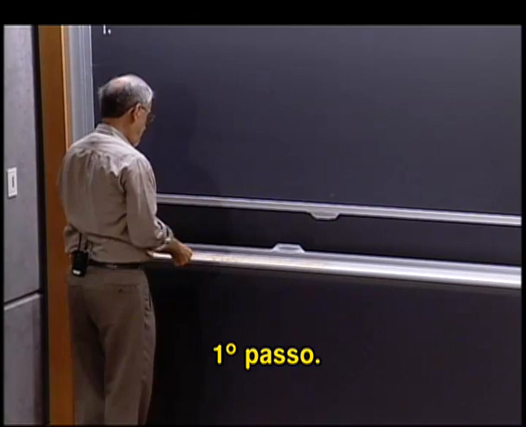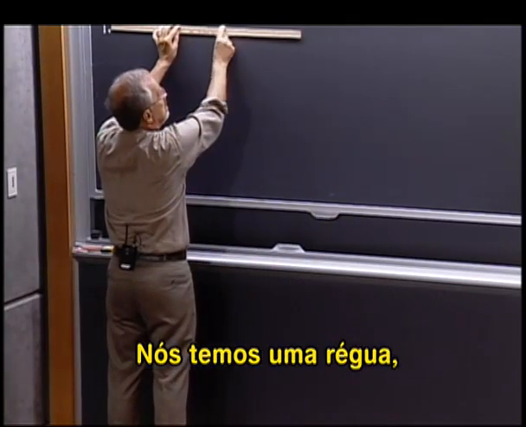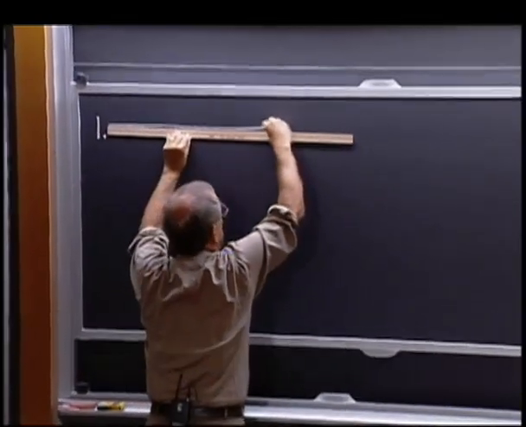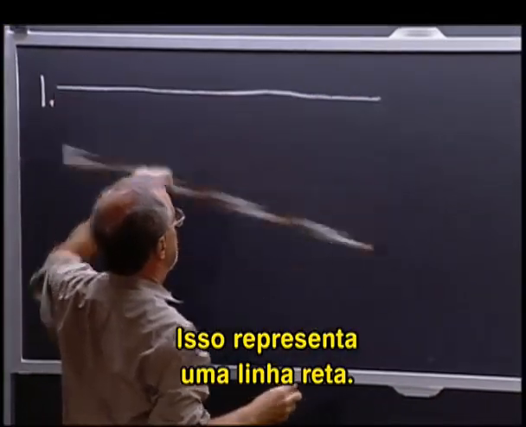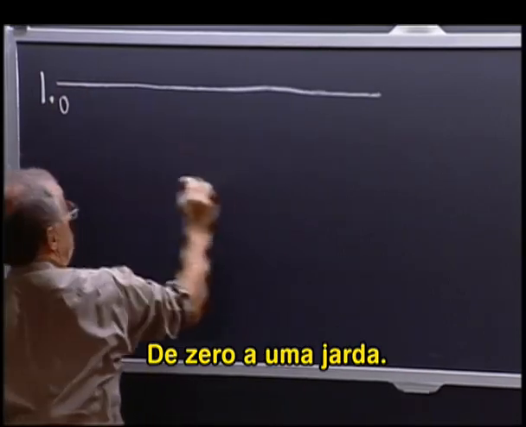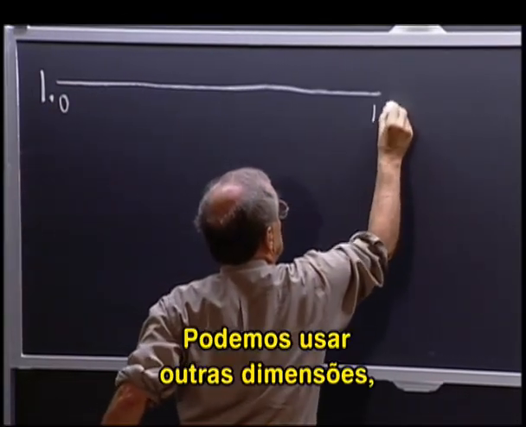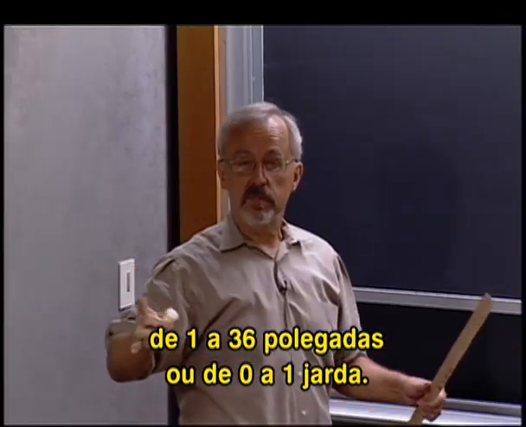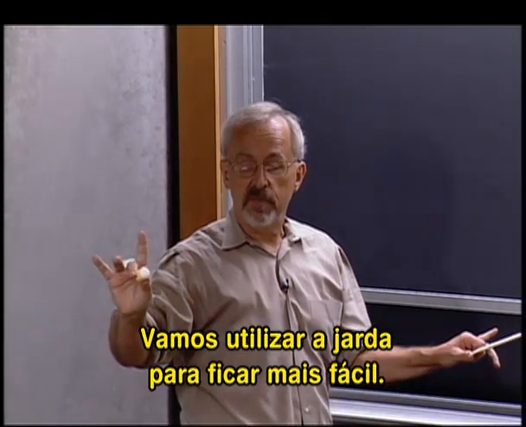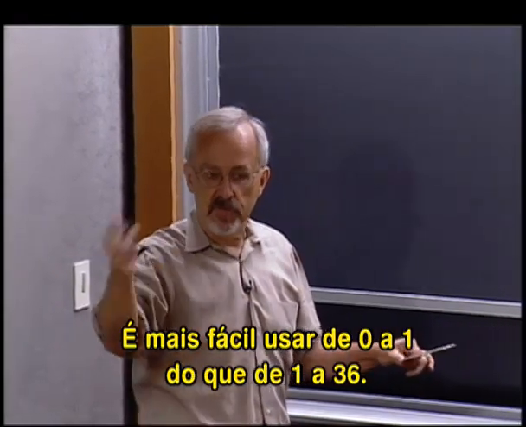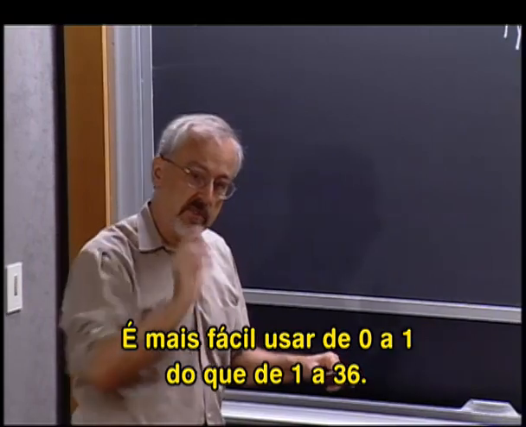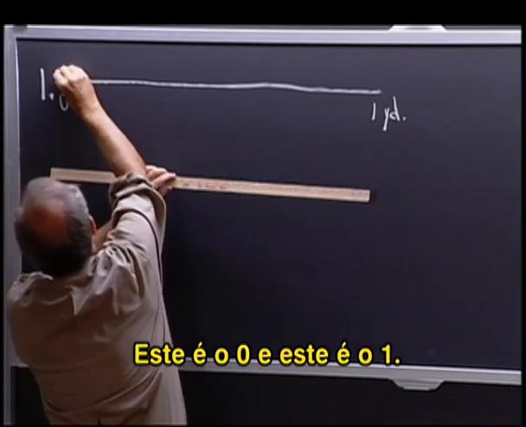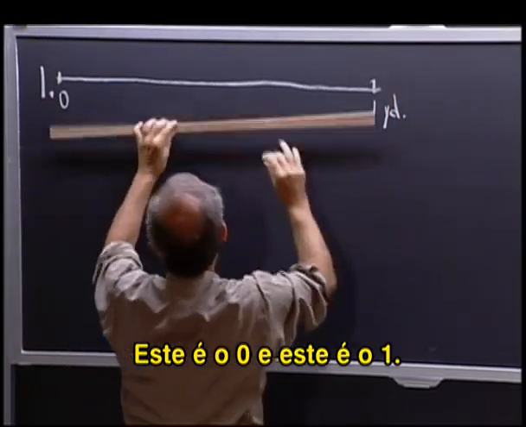Step number one, well, we have a yardstick. So let's draw this yardstick like this. That's supposed to be a straight line. 0 to 1 yard. See, we can use different dimensions. We could use 1 to 36 inches, or we could use 0 to 1 yard. Let's stick with the yards because it's easier to deal with 0 to 1 rather than 0 to 36. So here's the 0. Here's the 1.